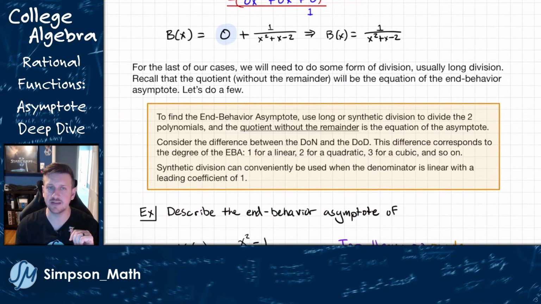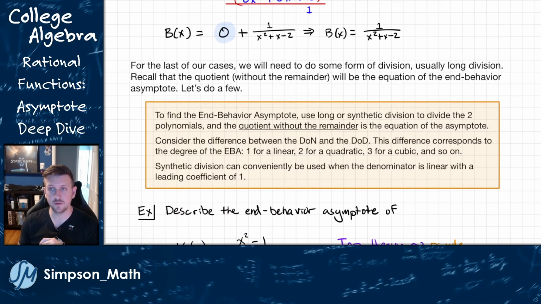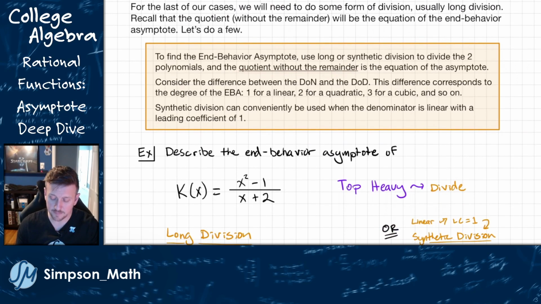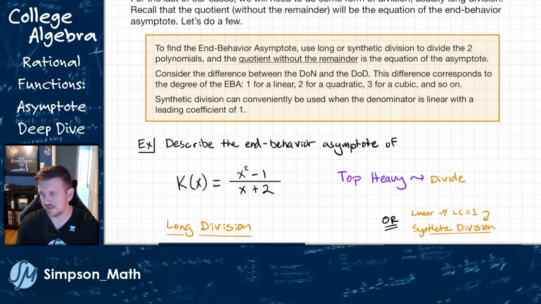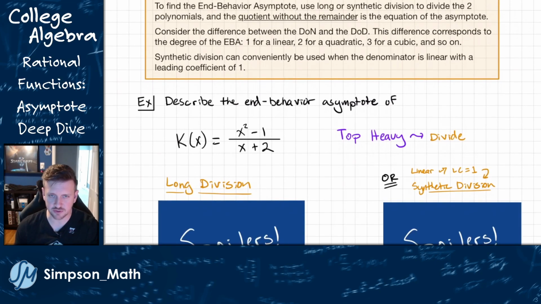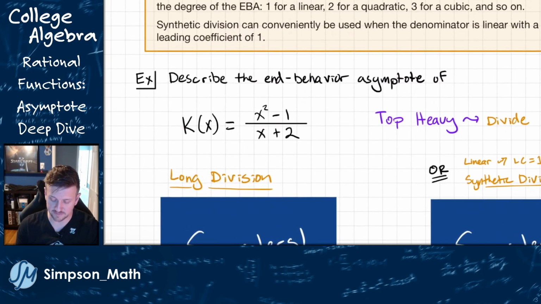All right. So for our last set of cases, we're going to need to do some form of division, usually long division. Again, remember it's a quotient without the remainder. And if it's possible, we can do synthetic division. I'm going to always do the long division. If the synthetic division is possible, I'm going to make a note of that. But I'm just going to do that off to the side because I'm also wanting to make sure we're practicing long division. So let's describe the end-behavior asymptote of this function.